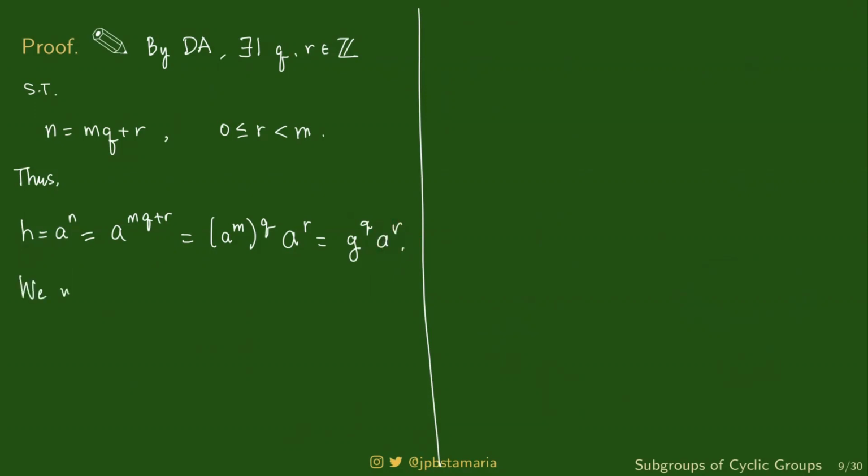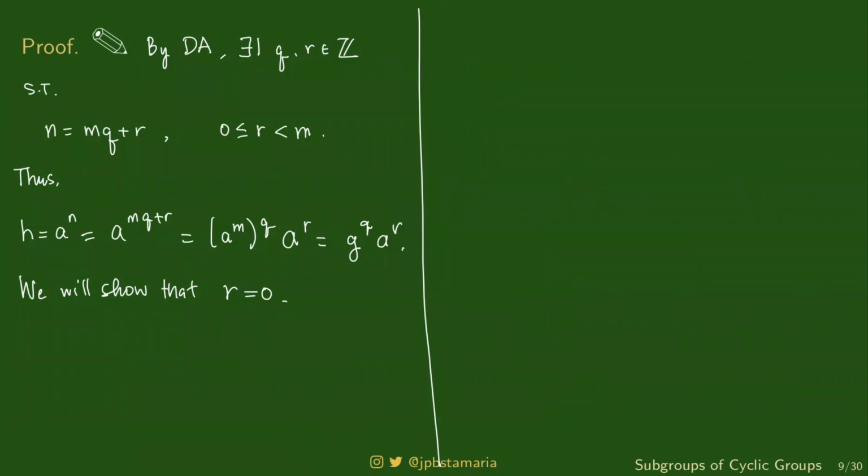We will show that r is in fact 0. Because when r is 0, a to the r is the identity, h is now a power of g, and we are done. Oh my God, it feels like I'm being chased by a demon. Only 4 minutes left. Time is running out.